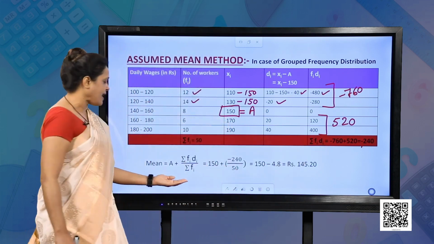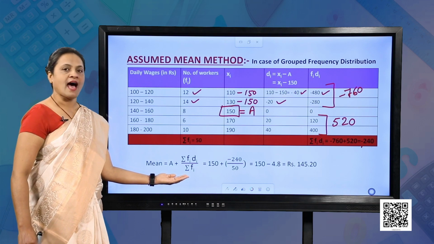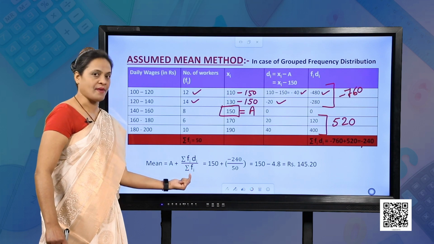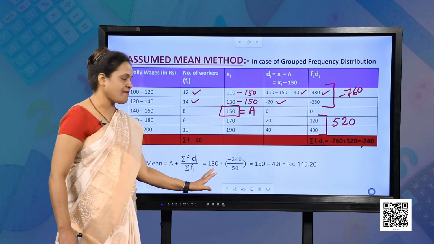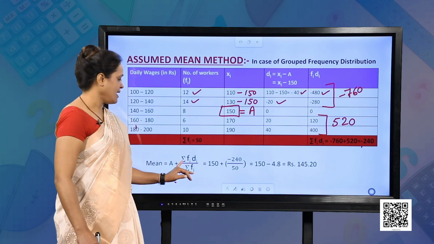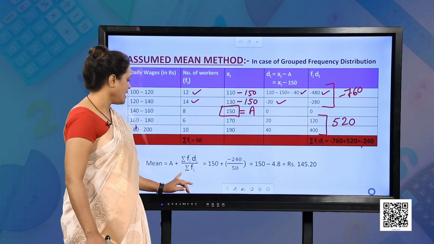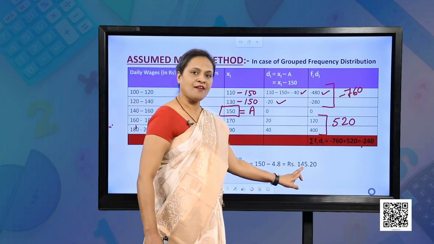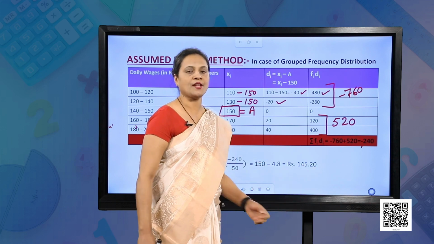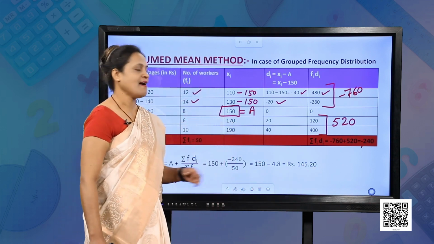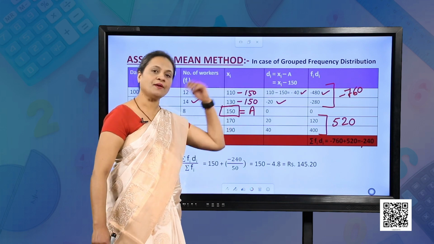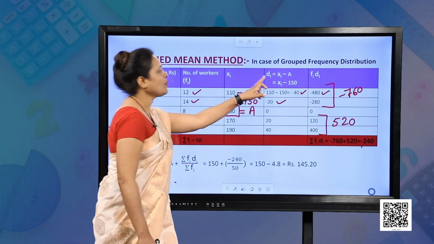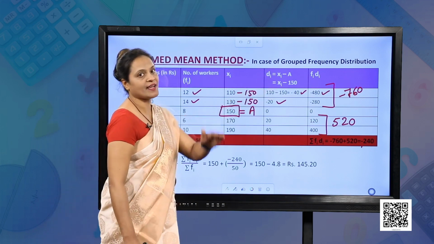Let us put these values in the formula of mean. Our formula was A plus sigma fi di upon sigma fi. If I substitute the value in place of A 150, sigma fi di minus 240, sigma fi 50, I get the mean as rupees 145.20, that is again rupees 145 and 20 paisa, which was the same as we got through direct method. Let us look at the third method where we are going to simplify di further.